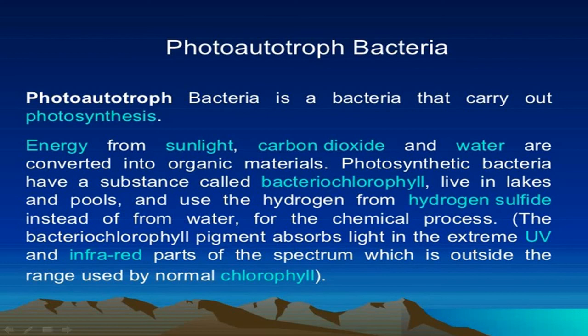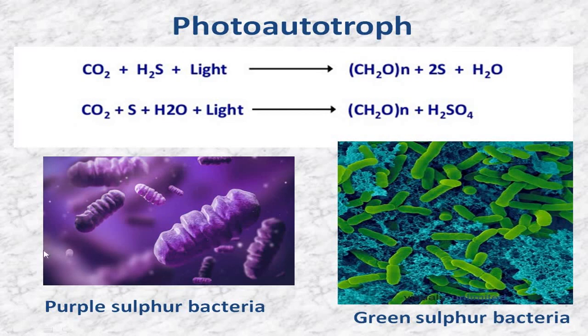And their chlorophyll is present in the mesosomes, which are the invaginations of the bacterial cell membrane. These are the examples of photoautotrophs, purple sulfur bacteria and green sulfur bacteria. They use carbon dioxide and hydrogen sulfide in the presence of light to build up their organic substance and produce sulfur and water.